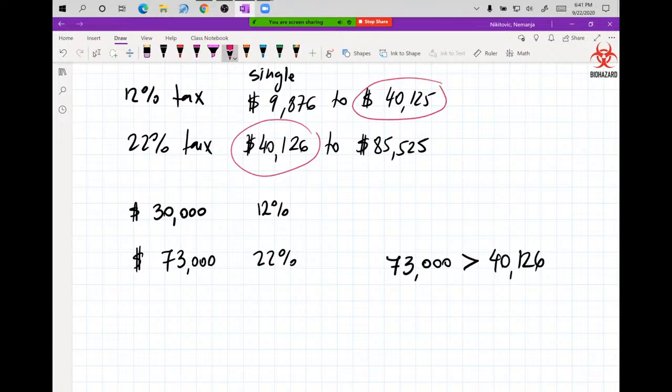Do you see how they are the next numbers? It's a next number. So for the next tax bracket of 24%, you are going to have starting at 85,526, right? For the next tax bracket and so on.